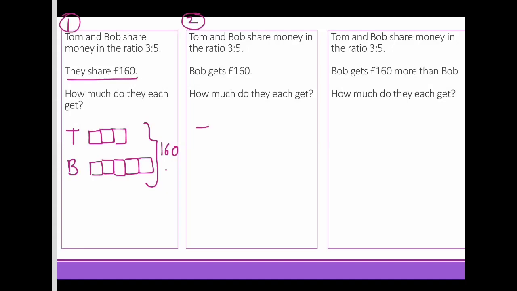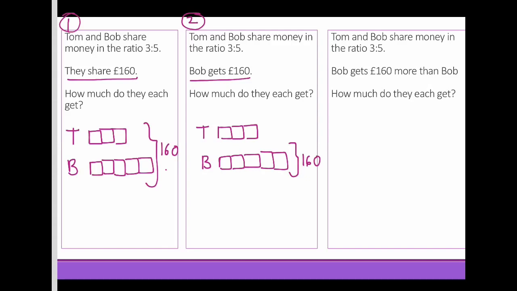Well, that's the same, so let me draw that part out, the same. That's Tom, and here's Bob. So here is an example of Tom and Bob again. The diagram's nearly identical. It says here Bob gets 160. Now it's only Bob that gets 160, so this bit here is 160 now.